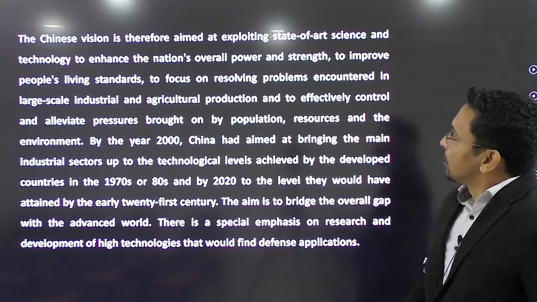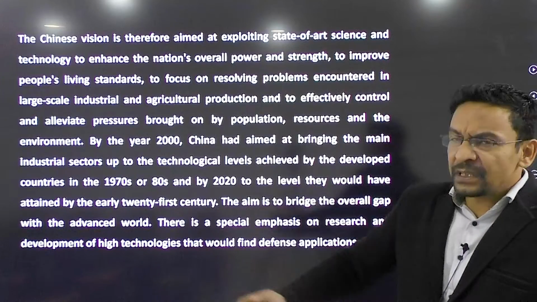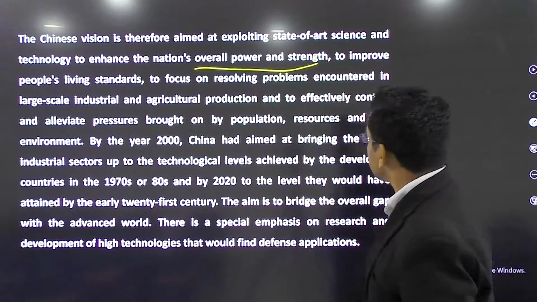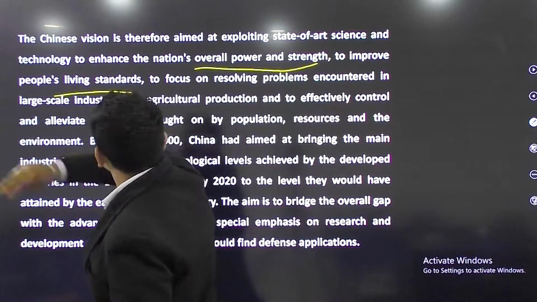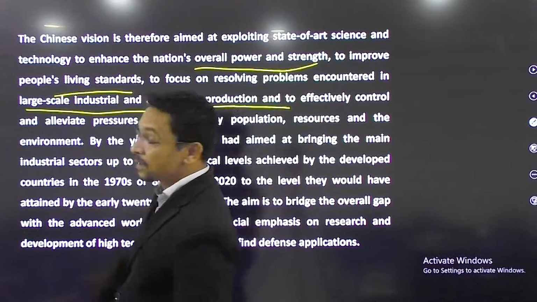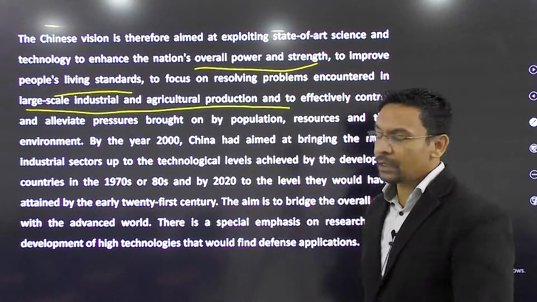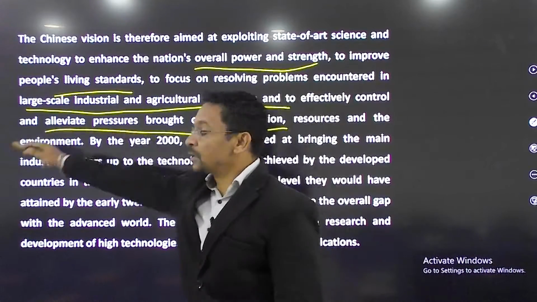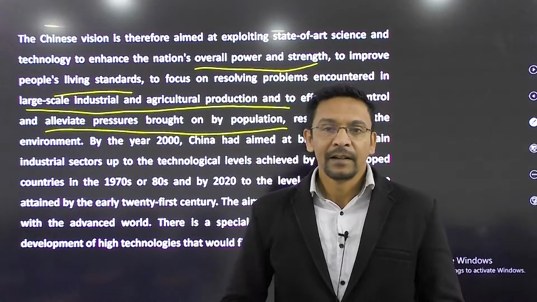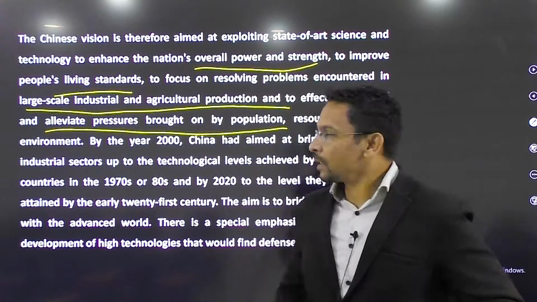Now the Chinese version is therefore aimed at exploiting what? State of art science and technology. Obviously they want to use their science and technology to enhance the nation's overall power and strength, to improve the living standards of people, to focus on resolving problems encountered in large-scale industrial and agricultural production. Absolutely right. To effectively control and alleviate pressures. Alleviate कोई बुरी चीज का impact कम करना. Pressures brought on by population. So अगर इकोनॉमिक ग्रोथ बहुत हाई हो गया, पैसा बहुत आ गया कंट्री के पास, तो नेचुरली रिसोर्सेज बढ़ जाएंगे और पॉपुलेशन, ओवर पॉपुलेशन का जो खतरा है, उसके जो इम्पैक्ट है वो कम हो जाएगा.